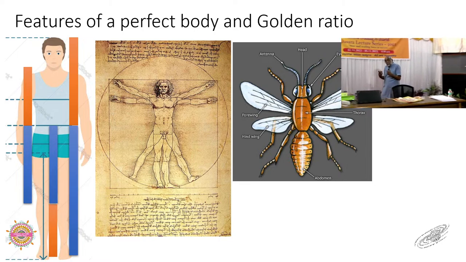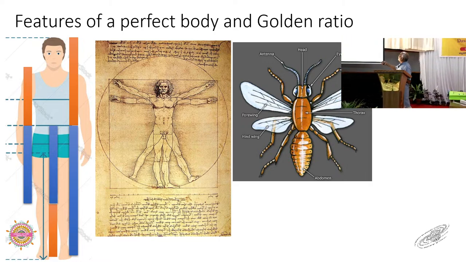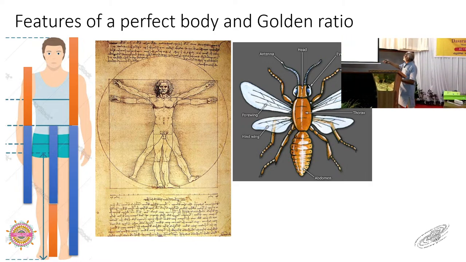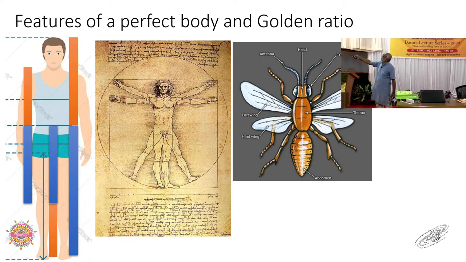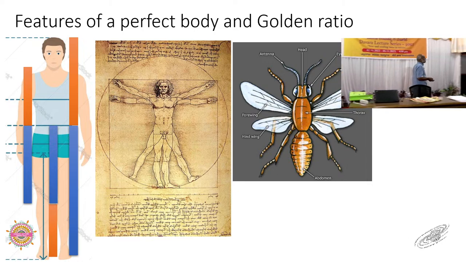Not only in our body, entomologists, people who study insects, have found that this is 1.62 times the next appendage, and that is 1.62 times the next appendage, and so on. There is golden ratio within insects.